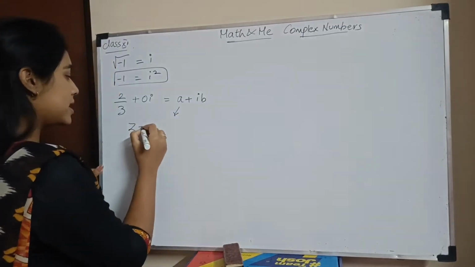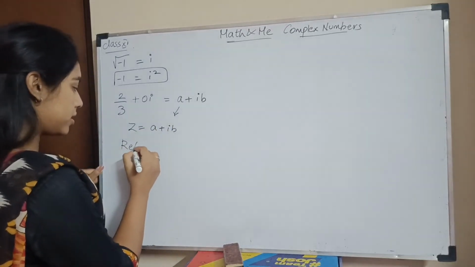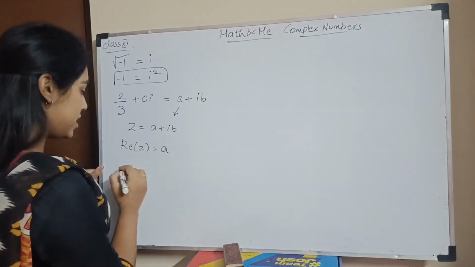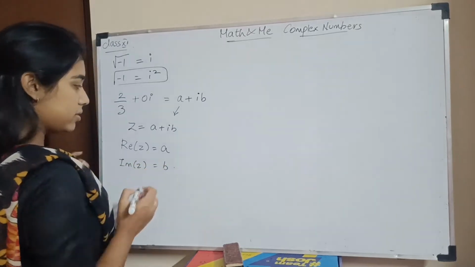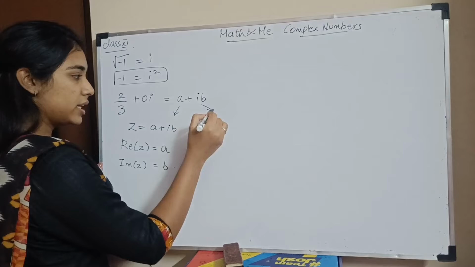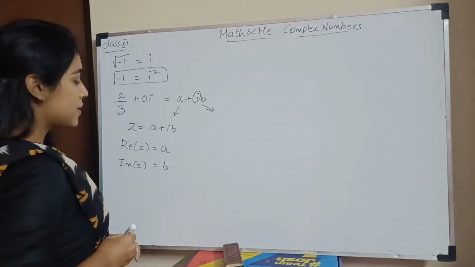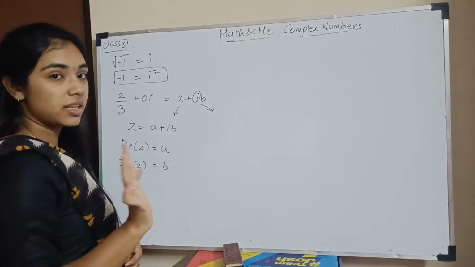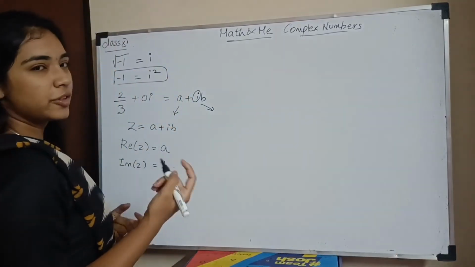Now for example, z equals a plus ib, then the real part of z is a and the imaginary part of z is b. So this is the real part, this is the imaginary part. Because here i is present, the terms with i are the imaginary part, and wherever you have just the number only, those are the real part. Okay, after this there are a few laws.